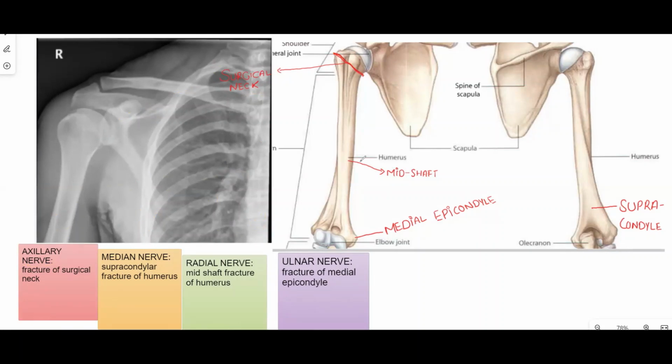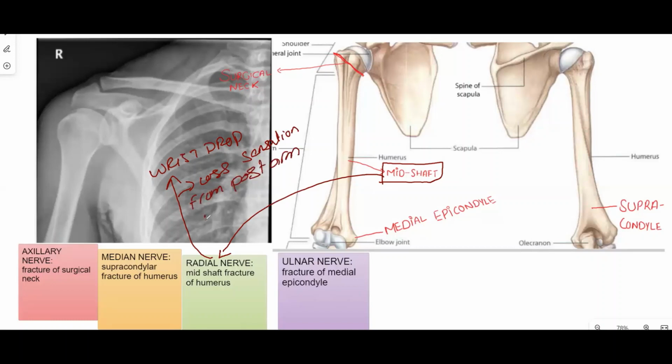Next is the mid-shaft fracture. A mid-shaft fracture will lead to radial nerve injury, and the patient presents with wrist drop, loss of sensation from the posterior arm, forearm, and dorsum of the hand.